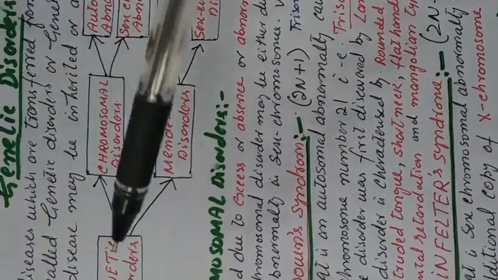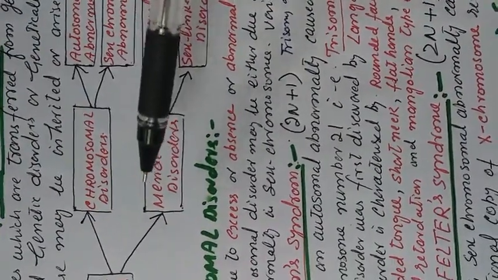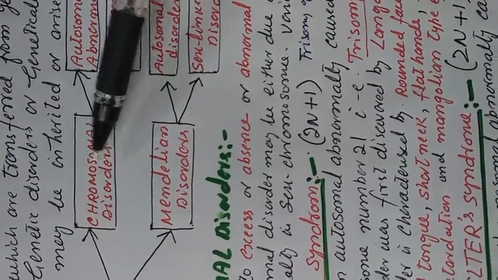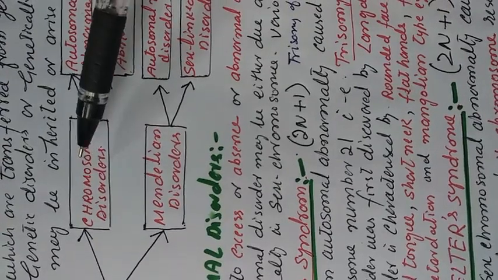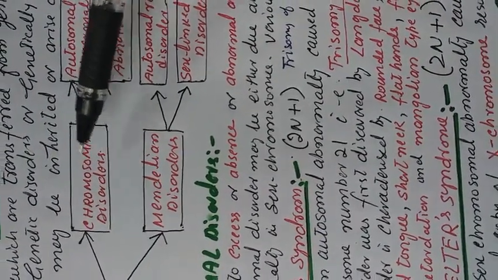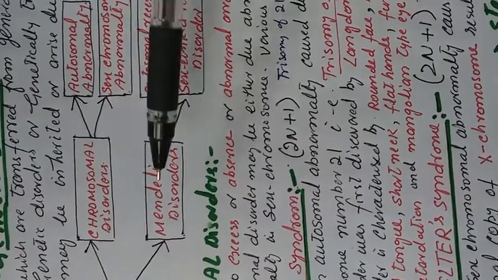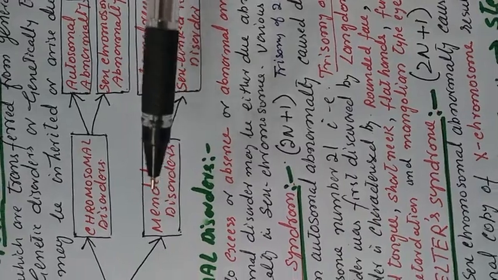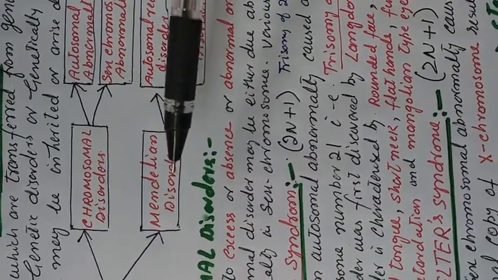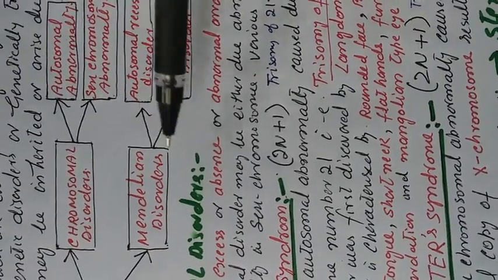Now these genetic disorders are broadly classified into two categories. Our first category is the chromosomal disorders, which are caused due to alteration in the chromosomes. Whereas another type of genetic disorders are known as Mendelian disorders. These Mendelian disorders occur due to mutation in particular genes.